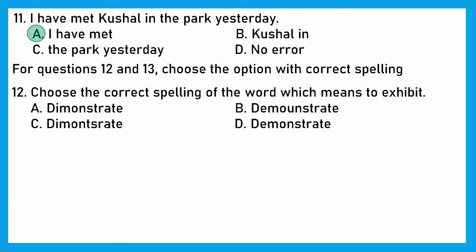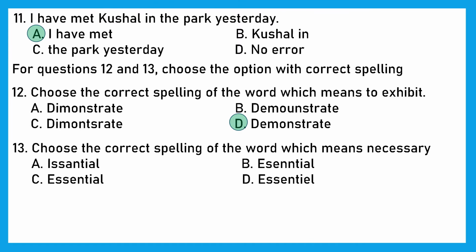For questions 12 and 13, choose the option with correct spelling. Question 12. Choose the correct spelling of the word which means to exhibit. Okay, what is exhibit? Exhibit is to give a practical explanation of something or show the existence or truth of something by giving any proof or evidence. Okay, but the practical version. So the word should be demonstrate, and the right spelling of demonstrate is D-E-M-O-N-S-T-R-A-T-E. Option D is the right answer.